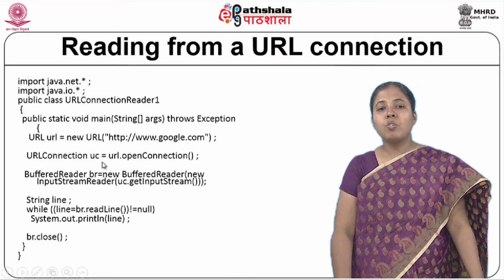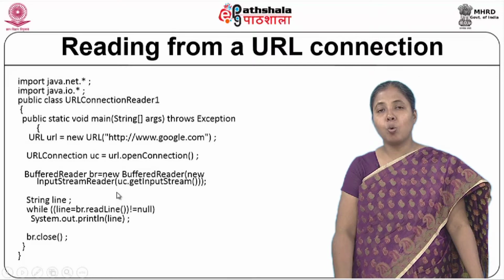Now, use this URLConnection object dot getInputStream. So, this would return an input stream. In the earlier example we had the openStream that returns an input stream. Now, this is an input stream associated with the URLConnection class. So, use the URLConnection object uc dot getInputStream that returns an input stream to read from the URL connection.